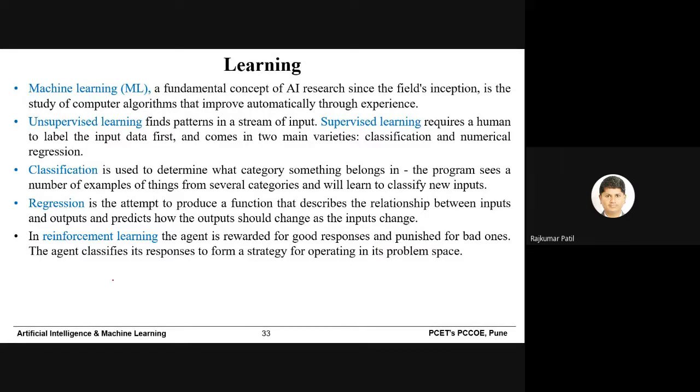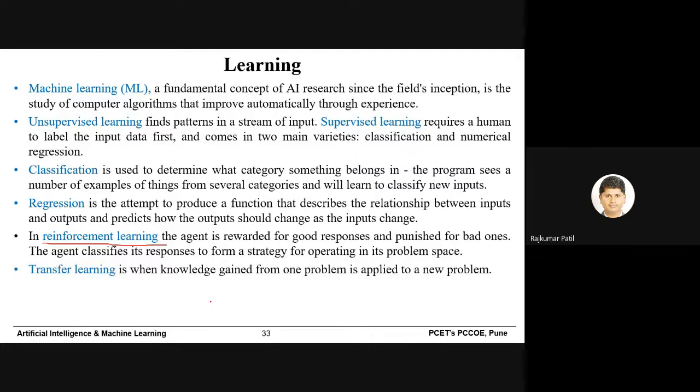Again, another type of machine learning is reinforcement learning, where the agent is rewarded for good responses and punished for bad ones. There is a separate chapter, I guess chapter number 5, for reinforcement learning, so we will discuss the concept of reinforcement learning in detail in that unit. Again, in unit number 1 also, in the afternoon session, we will be discussing the same.